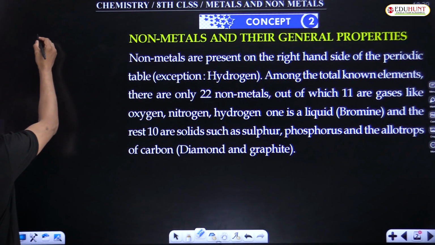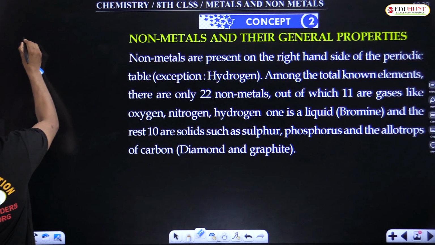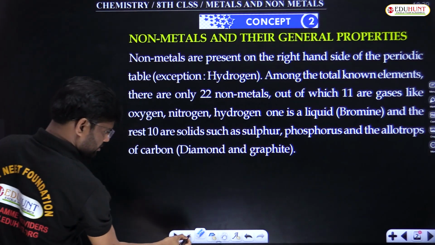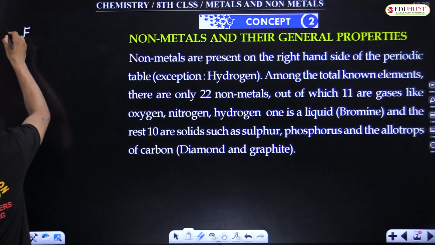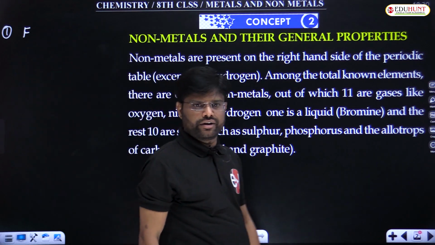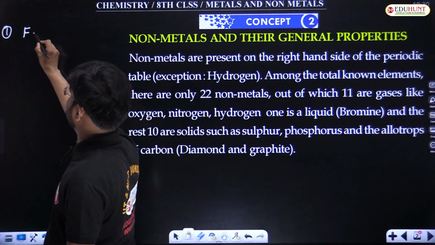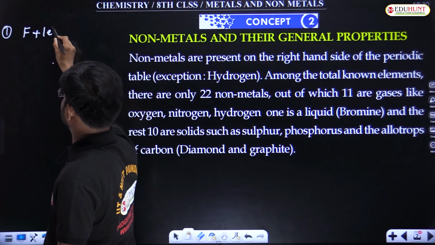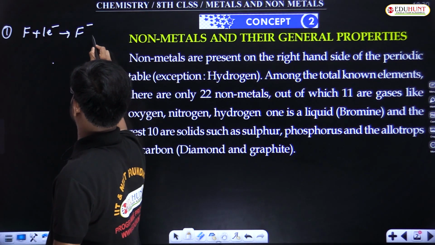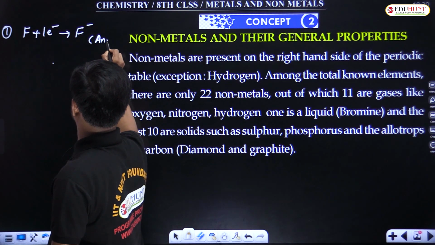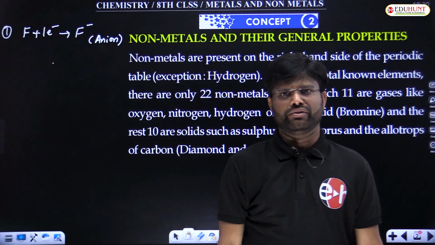Let us see the examples. The first example is fluorine. Fluorine is a non-metal. It gains 1 electron. It becomes negative. This is electronegative, nothing but an anion. This is a mono-electronegative element.